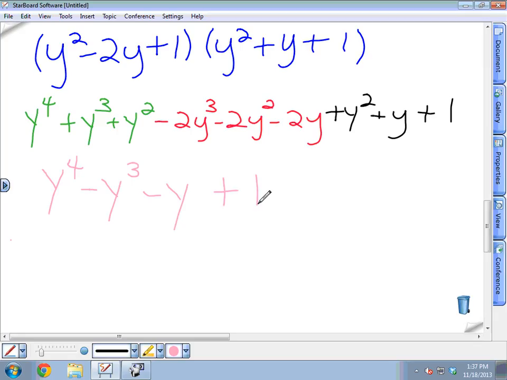Does anybody have any questions on how we got that? If you're lost, where did you get lost? It's okay, just tell me what stuff. Wait, never mind, because y squared plus y squared is 2y squared, and minus 2y squared, and minus 2. Okay.